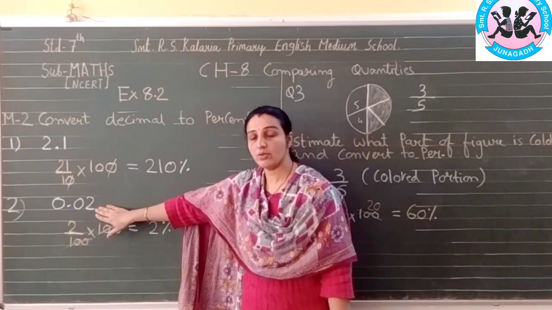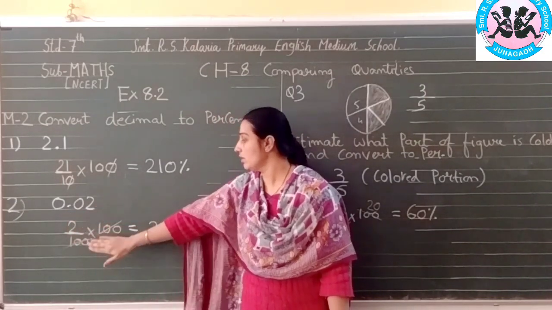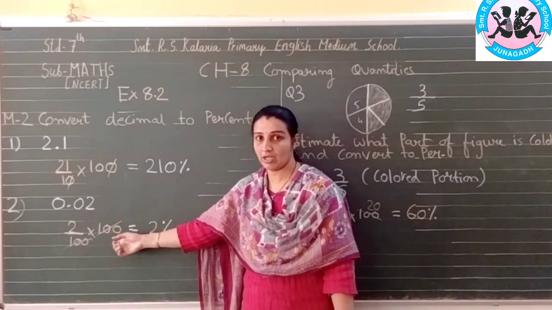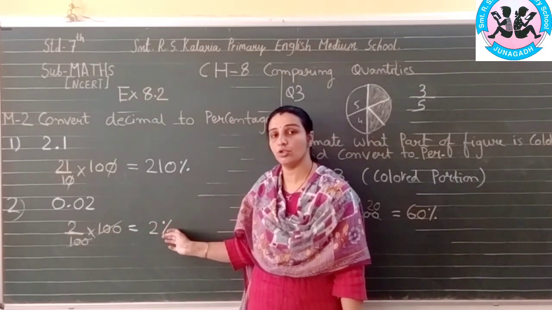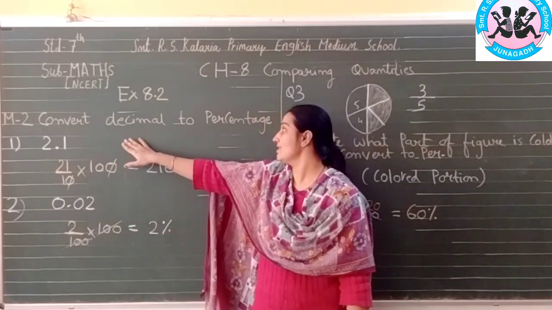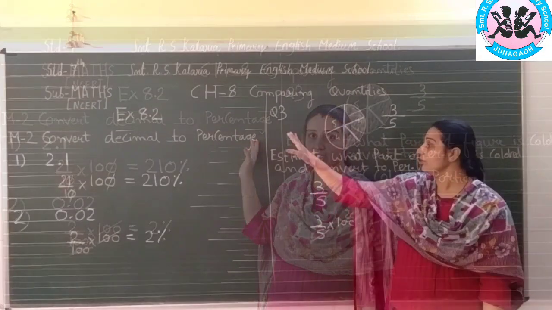0.02. So first we will convert this decimal to the fraction form and then we will multiply by 100, and this gives you the answer 2%. So this is conversion of decimal to percentage.